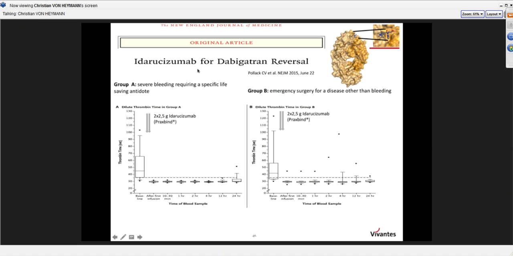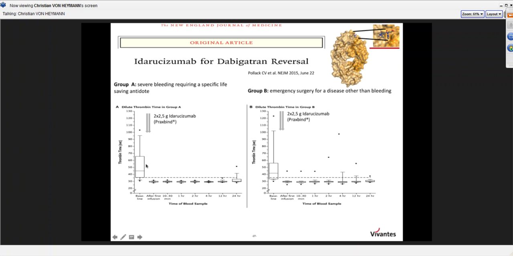First of all, idarucizumab, and the brand name is Praxbind, is a specific antidote, a monoclonal antibody fragment against the Pradaxa, and this was studied in 90 patients, either suffering from a severe bleeding or scheduled and needing emergency surgery for a disease other than bleeding. These patients were included and received 2 short infusions of idarucizumab, and what you see here is the thrombin time.